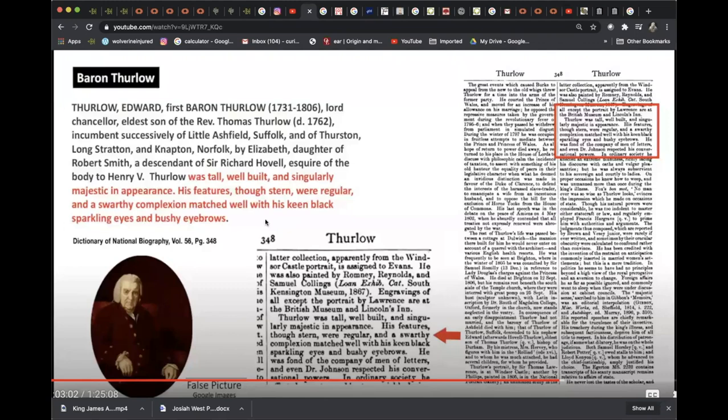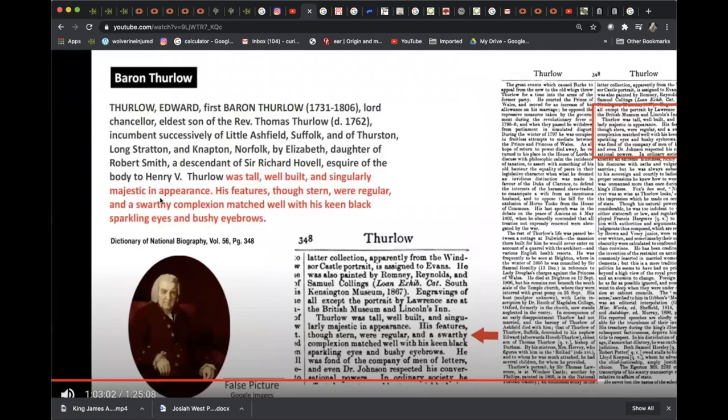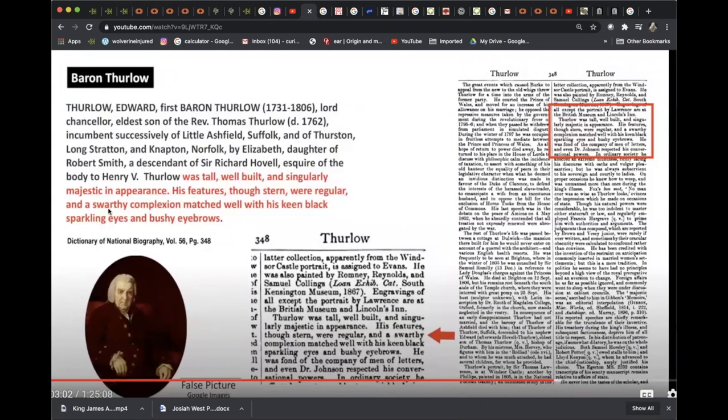This is another one right here, Baron Thurlow. This is from Dictionary of National Biography, Volume 56, page 348. Edward Thurlow, 1st Baron Thurlow, Lord Chancellor, eldest son of the Reverend Thomas Thurlow, incumbent successively of Little Ashfield, Suffolk, and of Thurston, Longstratton, and Napton, Norfolk, by Elizabeth, daughter of Robert Smith, a descendant of Sir Richard Havel, Esquire of the Body to Henry V. Thurlow was tall, well-built, and singularly majestic in appearance. His features, though stern, were regular, and a swarthy complexion matched well with his keen black sparkling eyes and bushy eyebrows.